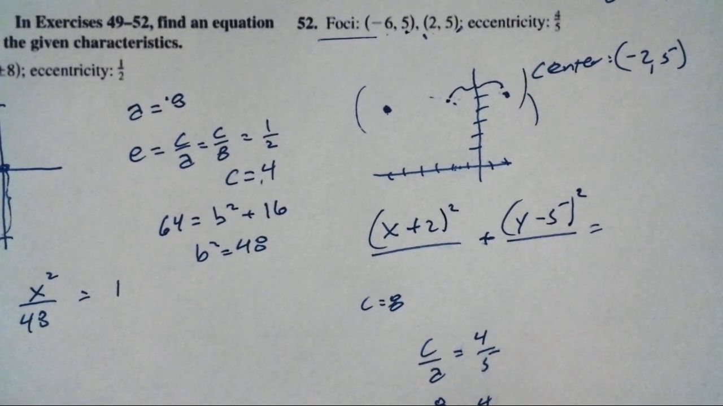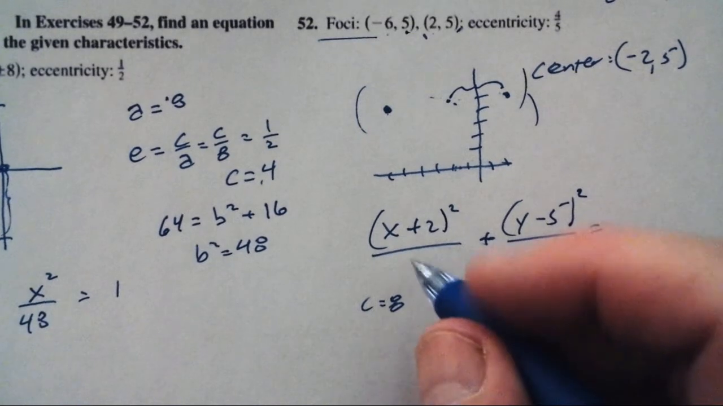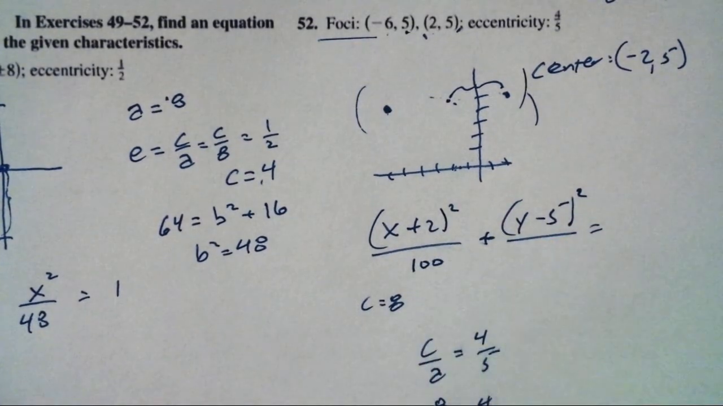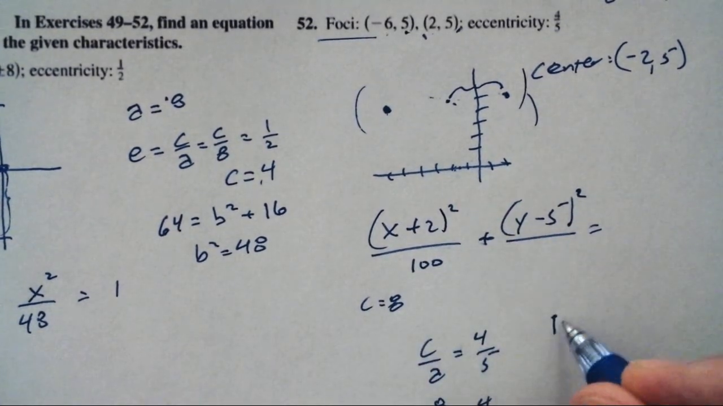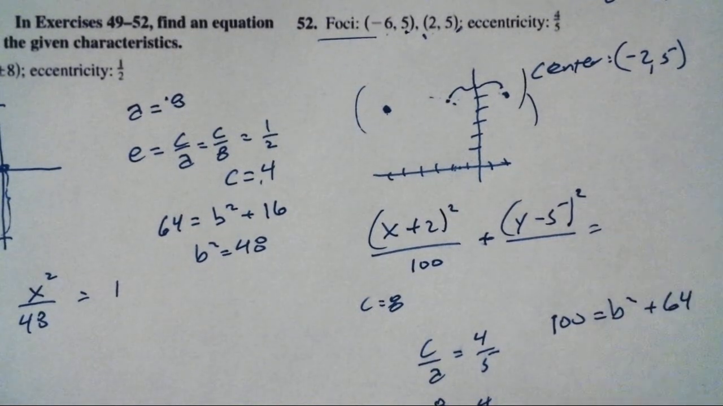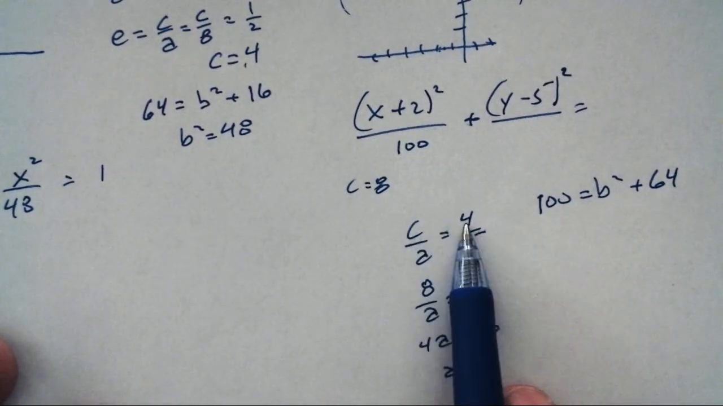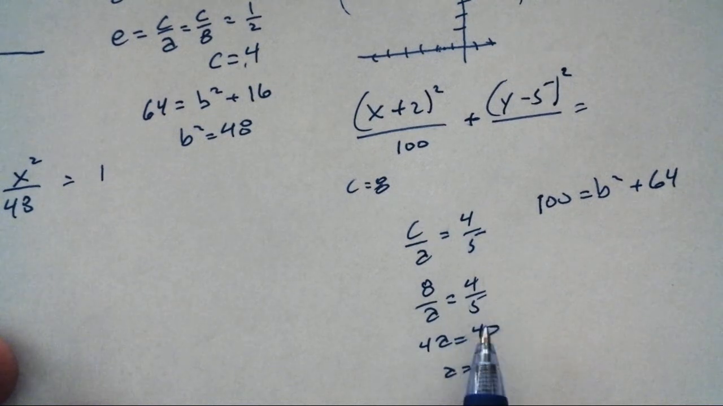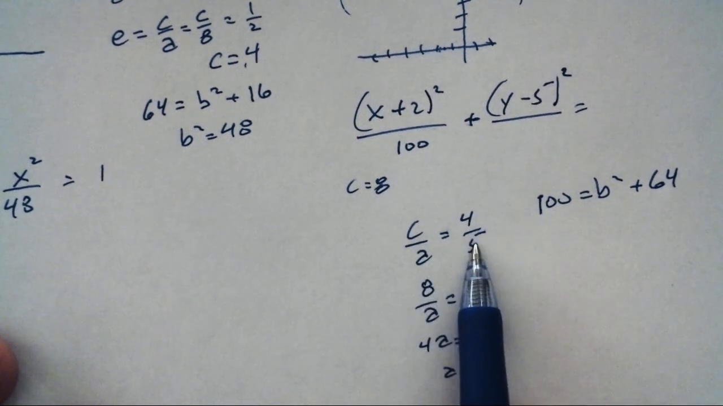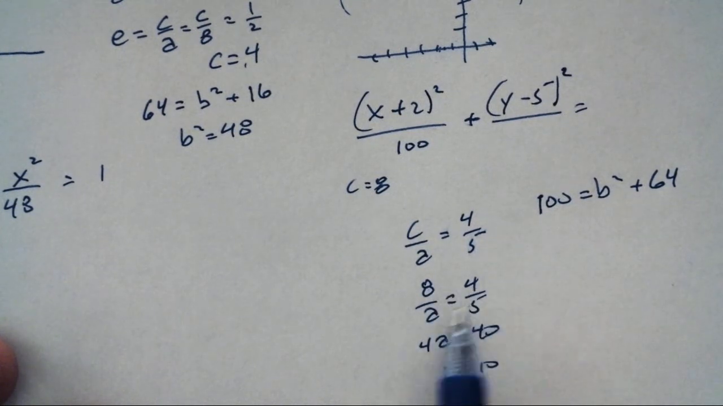Cross multiply, I get 4A equals 40. A is 10. So this becomes on 100. And now we know that A squared, 100, equals B squared plus C squared, 64. Oh, once again, I didn't show all that work. I apologize. You can take a look at that. We knew that C on A was 4/5 given, and we knew that C was 8, and that led us to A is 10.